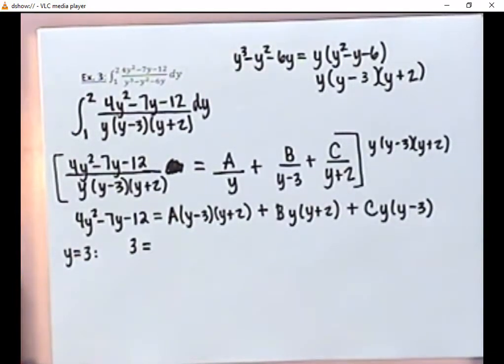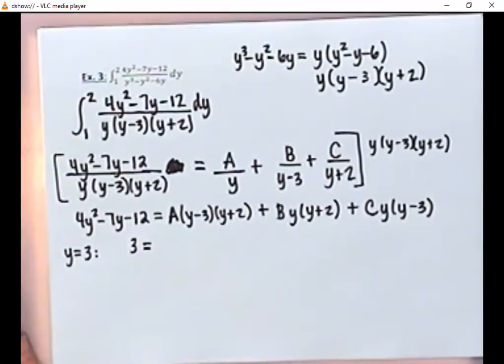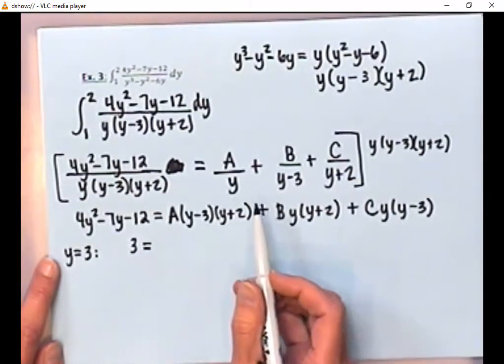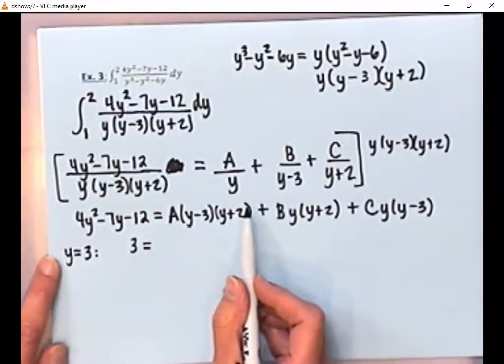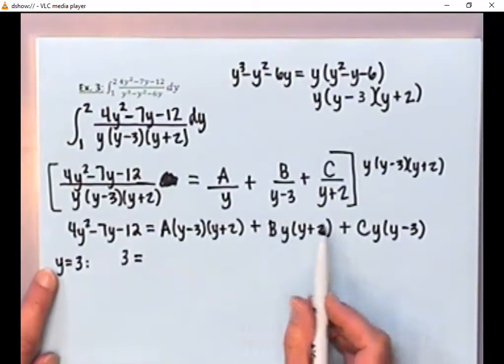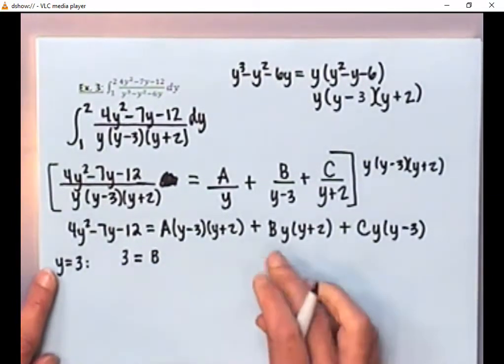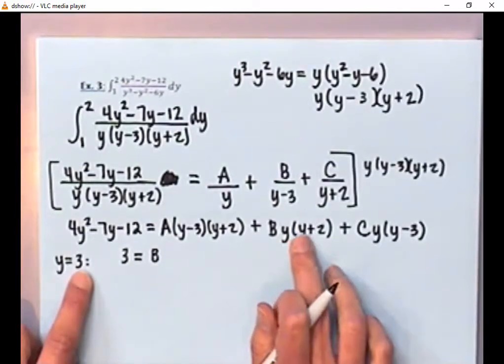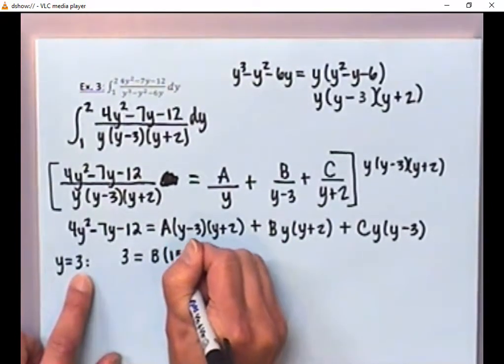Okay. What's going to happen to this a term? Yeah, it zeroes out, right? 3 minus 3 makes this entire term 0. Okay, what about the b term? Will that go away? No, that one won't. So it'll be b times, what is it? 3 times 3 plus 2 is 5. 3 times 5 is 15.